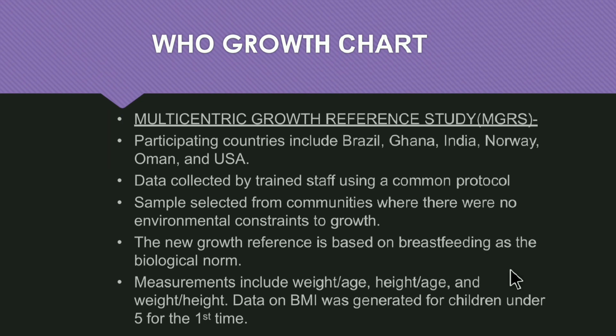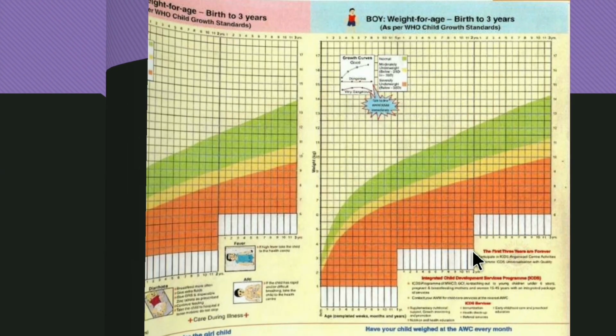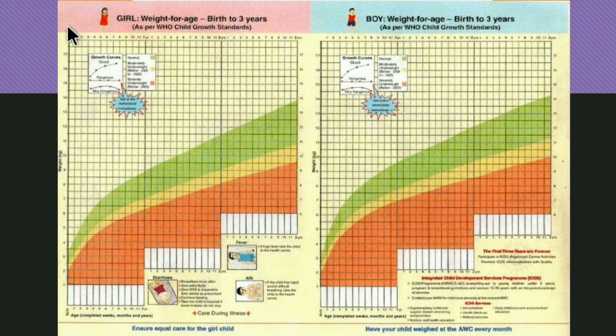Now let's see how the growth chart was designed by the WHO. So this is the growth chart designed by the WHO. As I have already mentioned, the pink portion is for the girls, the blue portion is for the boys. There are two growth charts for different genders because the growth in girls is different from that of the boys.